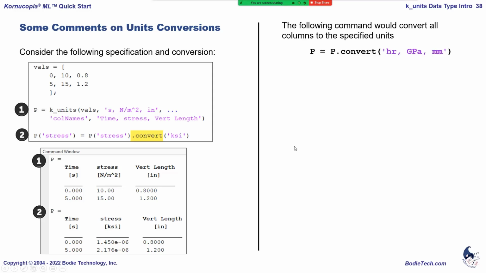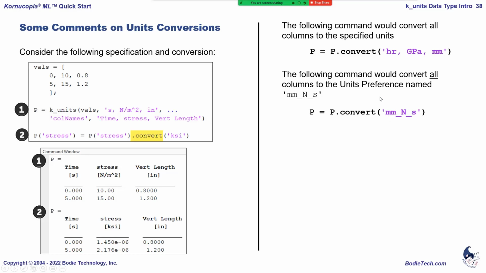You could also do these kinds of commands. Here I'm telling it to convert each of the columns for the time, stress, and the vertical length. I'm converting all three columns to hours, gigapascals, and millimeters. Here I'm converting to a unit system. So whatever in the unit system was the unit for time, that's what this column would get converted to. Whatever in this system was the unit for stress or pressure, that's what this column would be converted to, and similar for the length here.